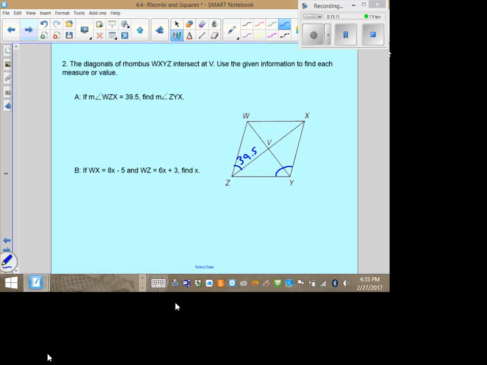First, we need to note that this angle right here is 2 times 39.5. So this angle is 79 degrees. And then remember that consecutive angles are supplementary. So we're going to take 180 minus 79 to give us the measure of angle ZYX to be 101 degrees.